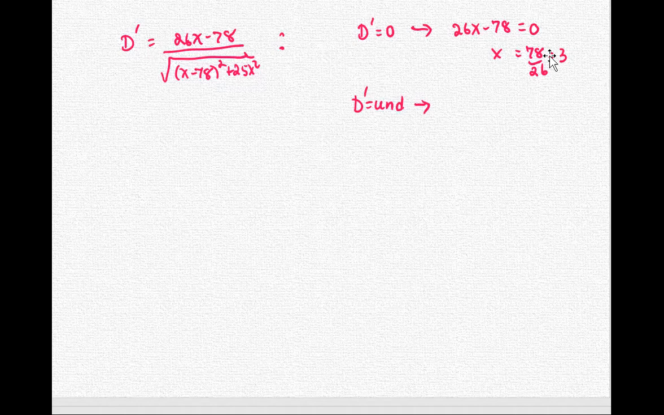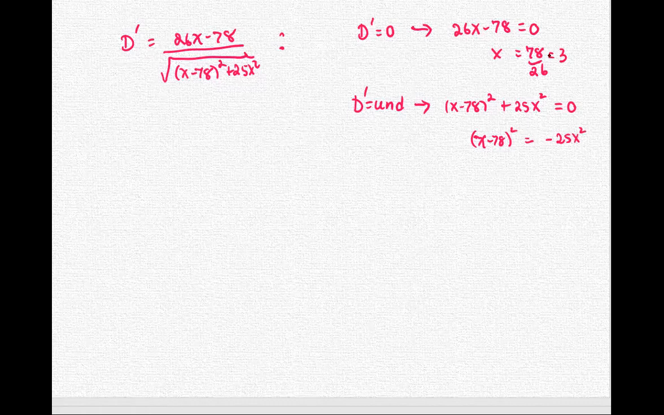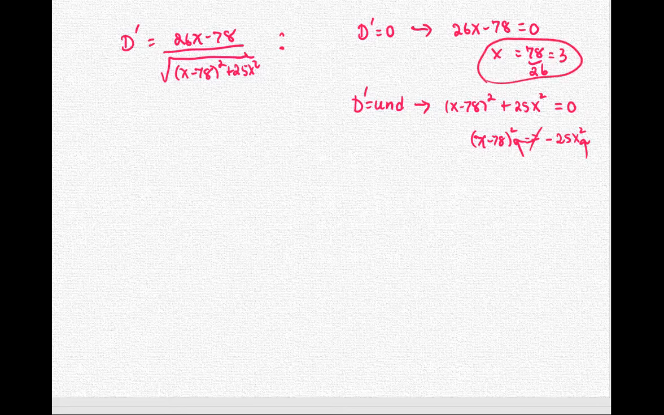D prime undefined means the denominator is 0, or x minus 78 squared plus 25x squared equals 0. And usually when you do this, the easiest thing, instead of expanding everything out, is to take x minus 78 squared equals negative 25x squared, which is not going to happen because the power 2 here always makes the number positive. So this case will not happen. Okay, so then we just ignore the case of D prime undefined. Now we have down to one critical number, which is x equals 3.